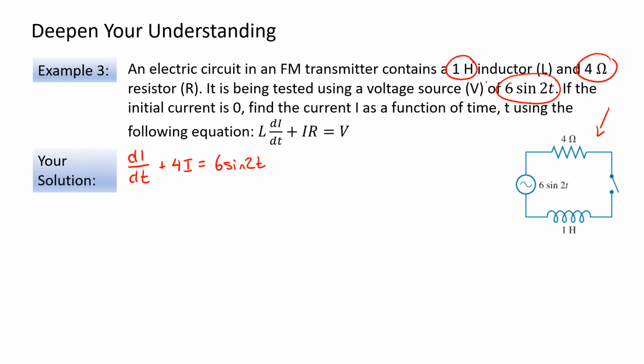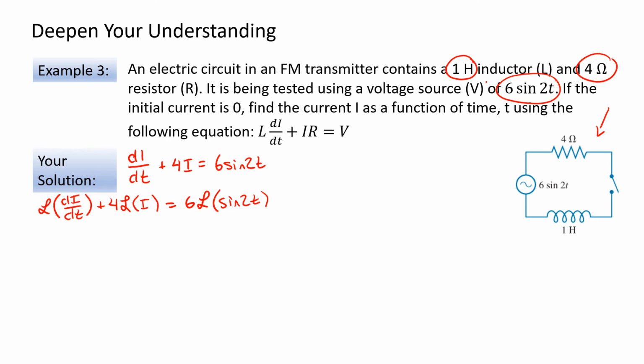Now I'm going to take the exact same steps: find the Laplace transform of both sides. So we have the Laplace transform of the derivative, di/dt, plus 4 times the Laplace transform of the function I. Remember, we're looking for current. And that's equal to 6 times the Laplace transform of sine of 2t. Again, I can remove the constant because of our linearity property. So there are two Laplace transforms we can substitute for.